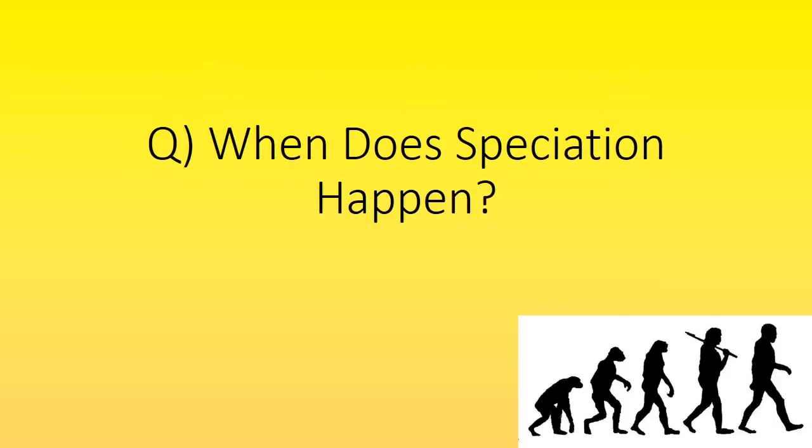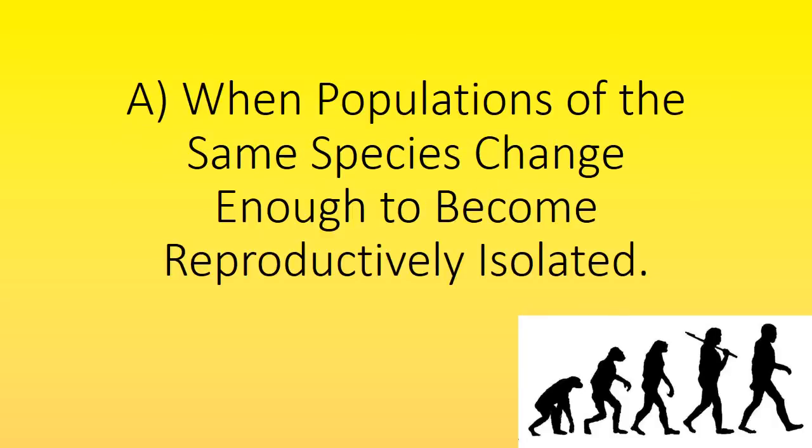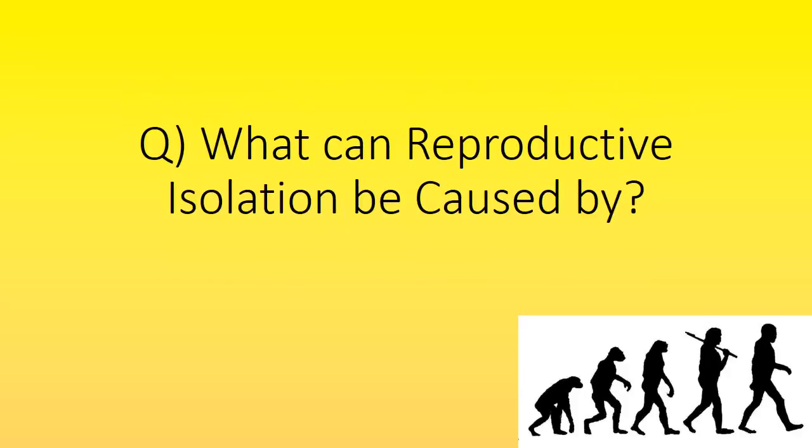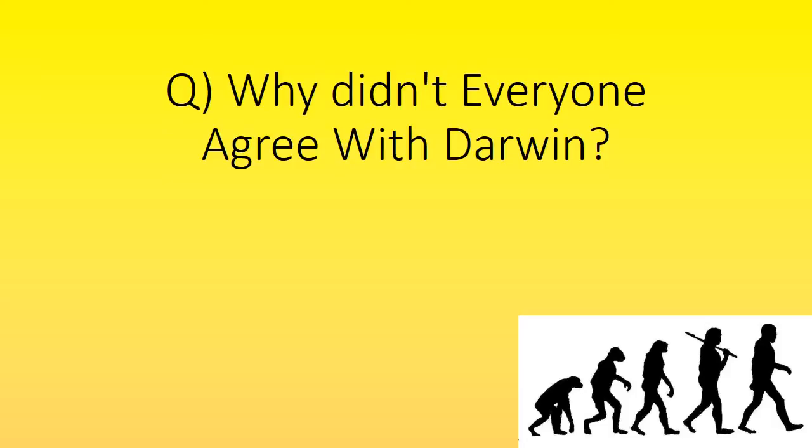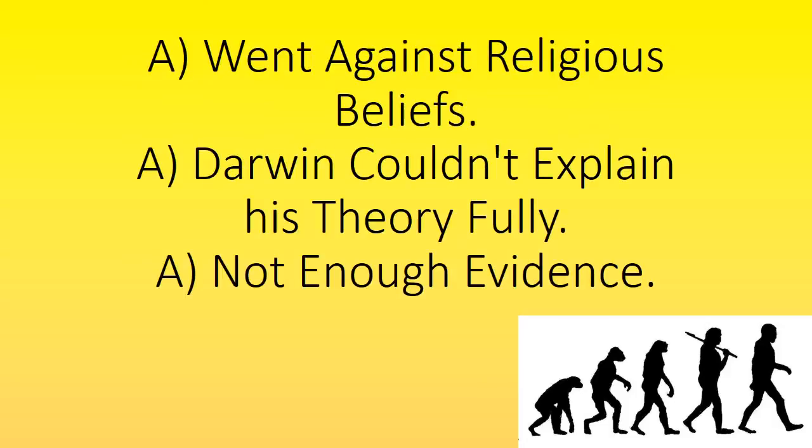When does speciation happen? When populations of the same species change enough to become reproductively isolated. What can reproductive isolation be caused by? Geographic isolation. Why didn't everyone agree with Darwin? Went against religious beliefs. Darwin couldn't explain his theory fully. Not enough evidence.